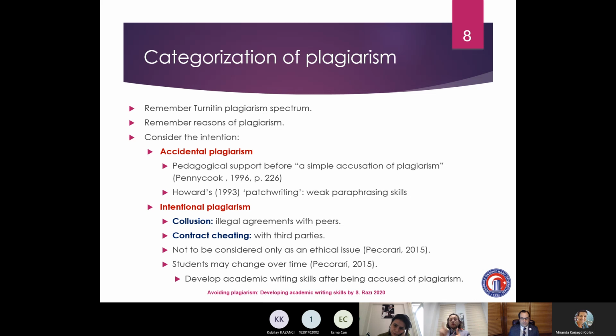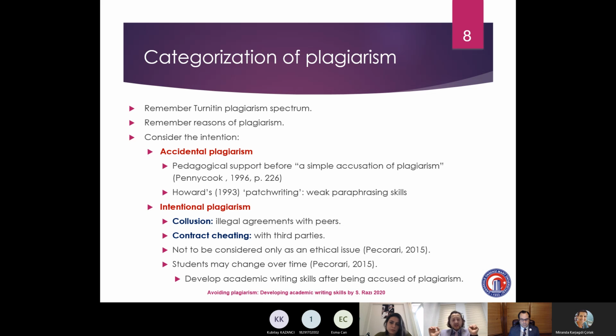So this could be considered as accidental plagiarism. However, think about, for example, contract cheating. When you deliver the assignment, the student finds an essay mill and asks someone else to write the essay by paying him. Or finds another student, think about collusion, and asks the student to write an essay. So collusion and contract cheating, to my understanding, should be regarded as intentional plagiarism because this is not directly related only to lack of proficiency in the target language or lack of academic writing skills. So here behavior is important as well.